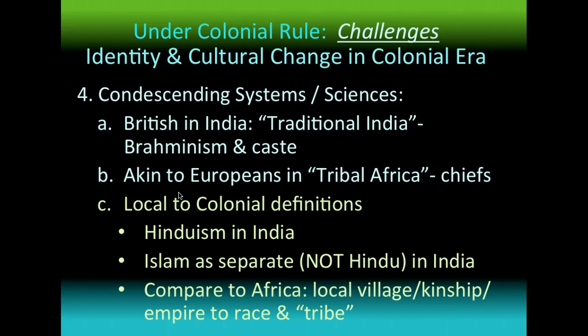And this can be easily compared to Africa, where people used to consider themselves part of a local village or a kinship group, a family group, or an empire or a language group. And this changed to a definition of race and tribe. And this is a European colonizer definition of tribes. And eventually Africans took this on for themselves to define themselves as belonging to the African tribe.